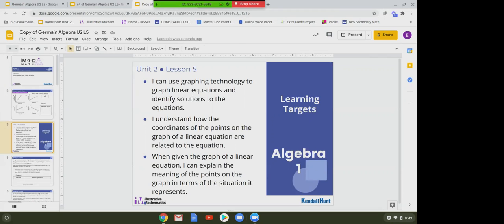We're going to be using, I believe it's Desmos, to graph some equations. Okay, use graphically on a computer as opposed to by hand.